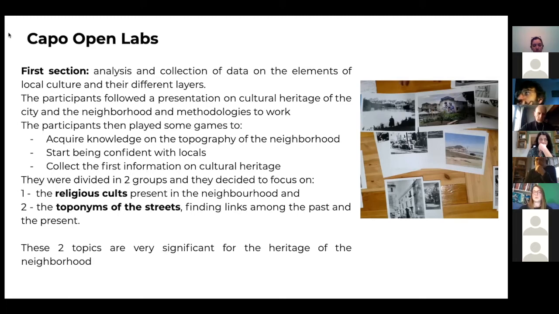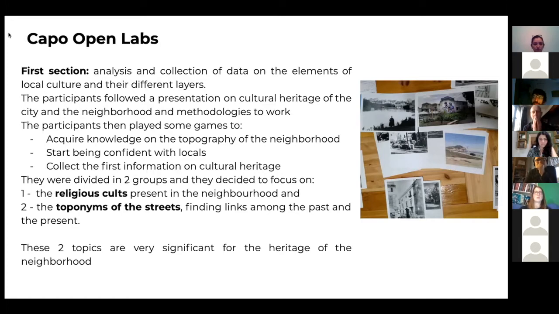And the two main topics that they chose were the religious cults, as Giorgio also showed before. The religious identity of the place is really important, but it is also very mixed. So basically you find a lot of syncretism, like the shrine that Giorgio showed. Maybe it's a symbol of how religion is lived within the neighborhood. But there are also many places that, for example, are not accessible to others.